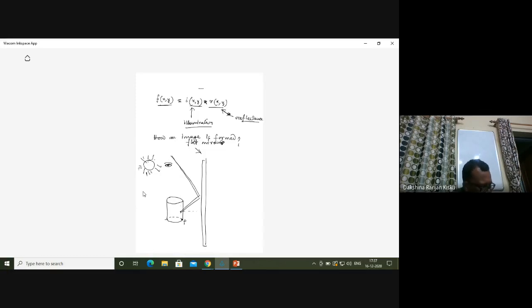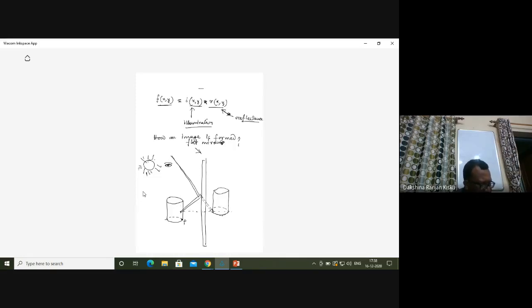Now how will it look? It will look as if the rays are coming from the back of the flat mirror. So the eye will see that the light source is coming from the back of the flat mirror. But this is not the actual case.